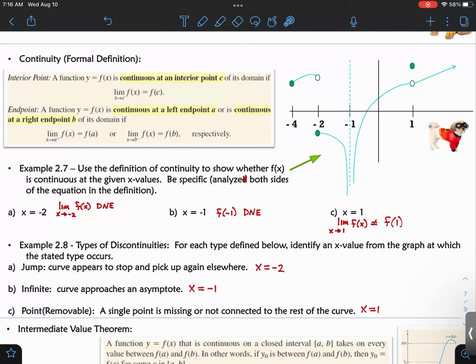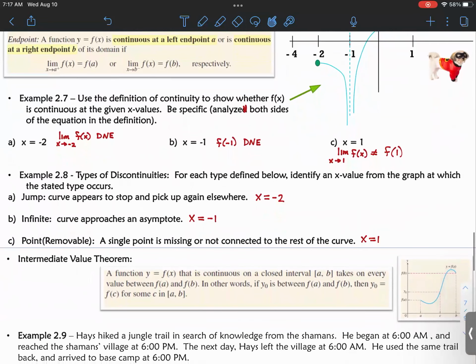All right, so using the definition, we're explaining why we lose continuity at these specific locations in the graph pictured. At x equals -2, the issue is that your limit does not exist because you're not approaching the same y value from both sides. At x equals -1, there's not even a defined value on the function. You have an asymptote, there's nothing there. So f of -1 just does not exist. And then finally at x equals 1, the limit exists, the function exists, they're just not the same value.